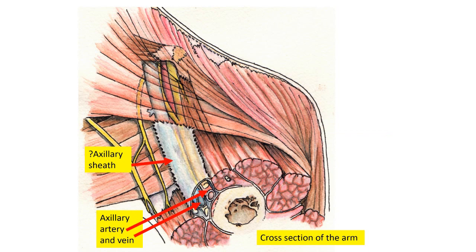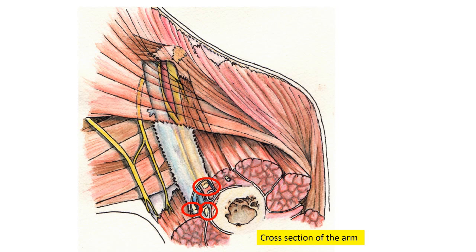The three branches of the brachial plexus, mainly the median, ulnar, and the radial nerve, lie in this neurovascular bundle surrounded by the so-called axillary sheath. The fourth branch, which is the musculocutaneous nerve, does not usually lie close to the neurovascular bundle.